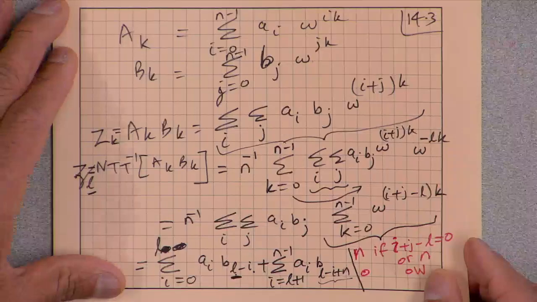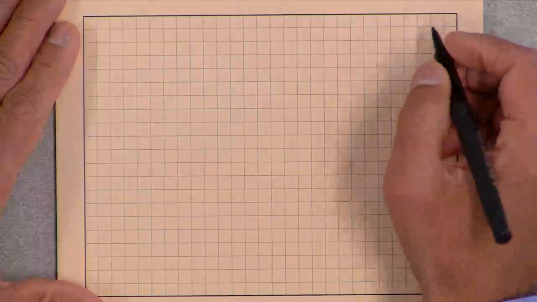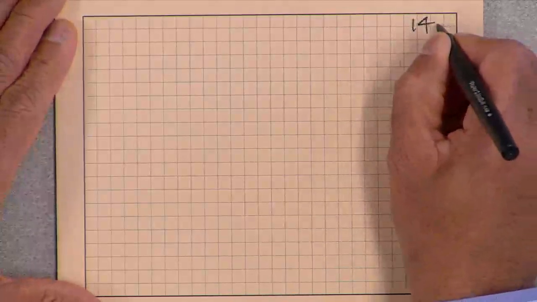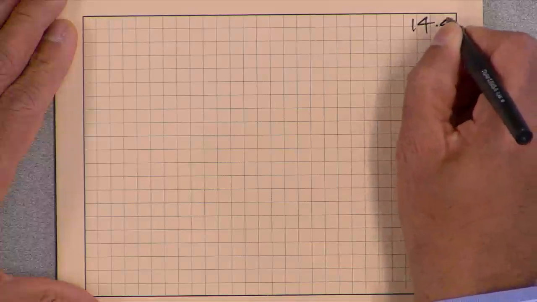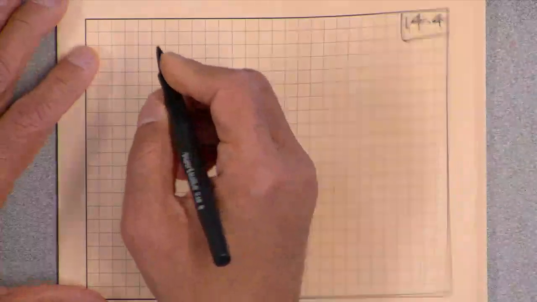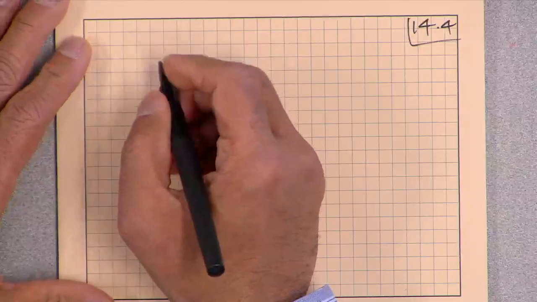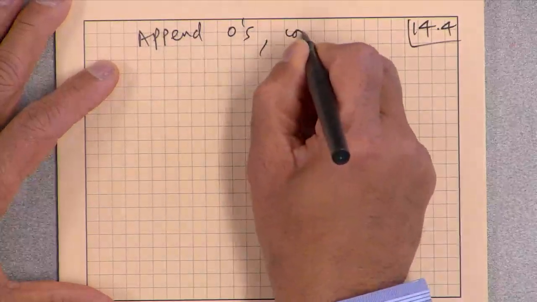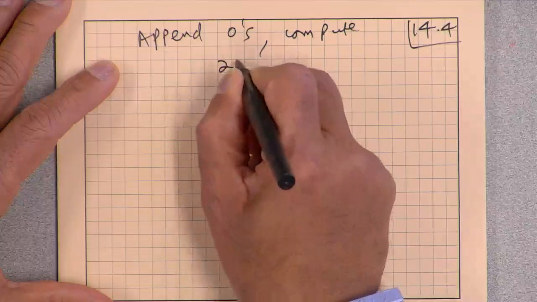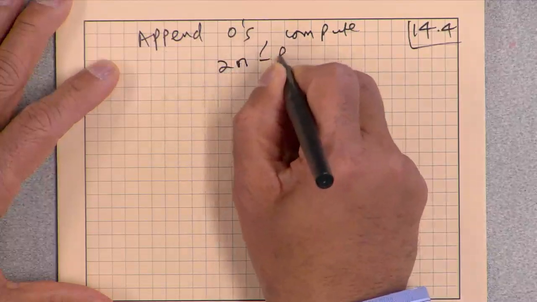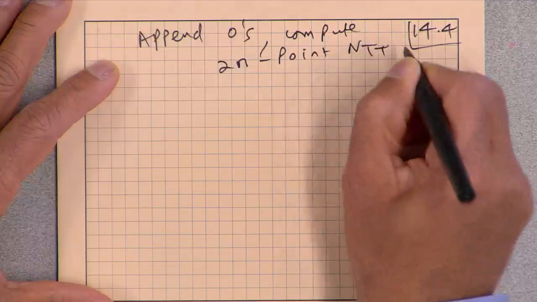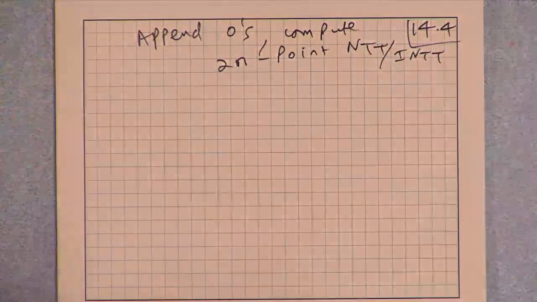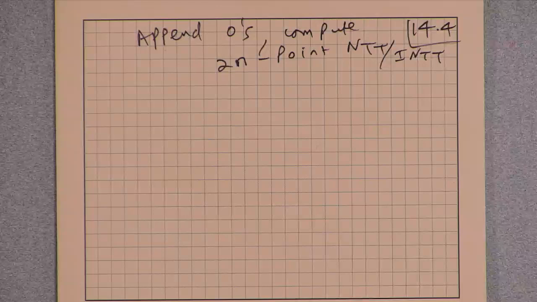So how then do we solve that problem? Well, we can just do exactly what we do in the case of DFT. We can append zeros and compute a 2n-point NTT and inverse NTT, and let's just try to see if that is indeed computing the correct thing or not.